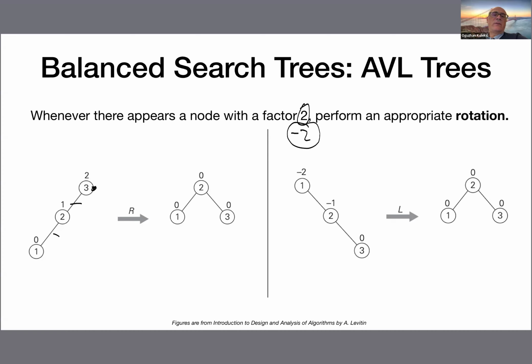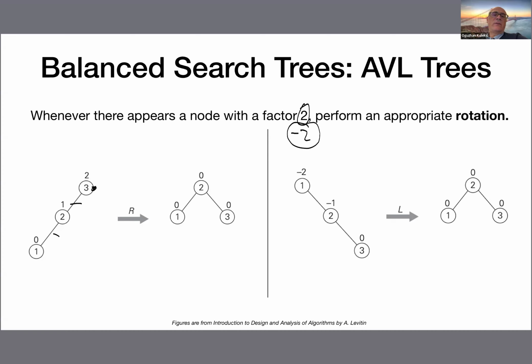So now this is a balanced one, and every node in this tree has a balance factor of less than 2. 0, 1, or -1, I mean. So that becomes balanced. So this is the right rotation. The left rotation is simply the same thing.